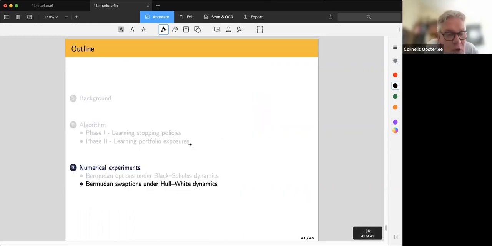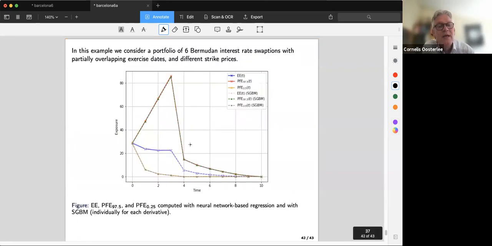Now we finish off with the Bermudan swaption on the Hull-White dynamics. We have not discussed it at all, but it's still interesting to see what we can do. In this example, we have a portfolio of 6 Bermudan interest rate swaptions with partially overlapping exercise dates and different strike prices. And we compute the values with the expected exposure, the potential future exposure at 97.5%, and the potential future exposure at 0.25%. And we compare it with SGBM. And we see very accurate results.